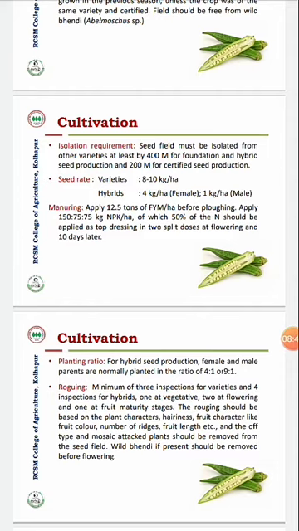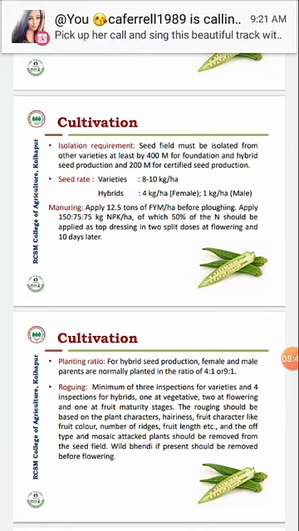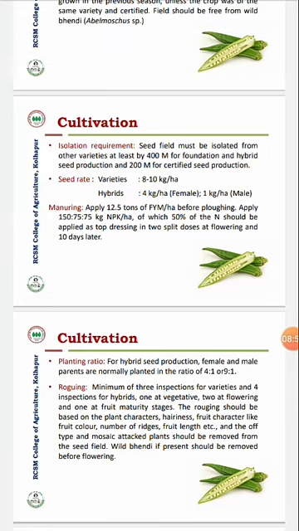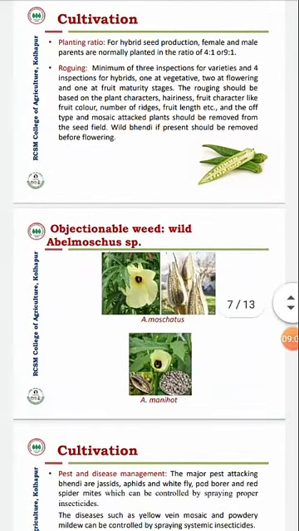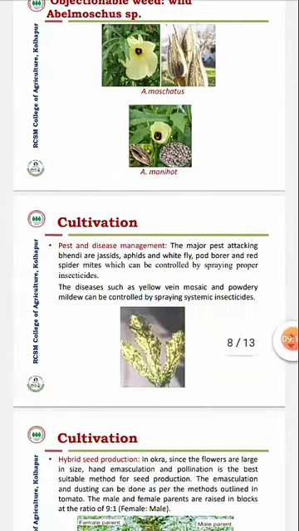So likewise the disease-infected plants or the insect-infected plants should be removed, and the wild bhindi, if it is present in that field, it should be removed from that plant, and then the seed production will take place. Here in the photographs I have given the wild species, Abelmoschus moscatus and Abelmoschus manihot. These are the two wild species but crossable with the cultivated one, and that's why they should be removed from that field.